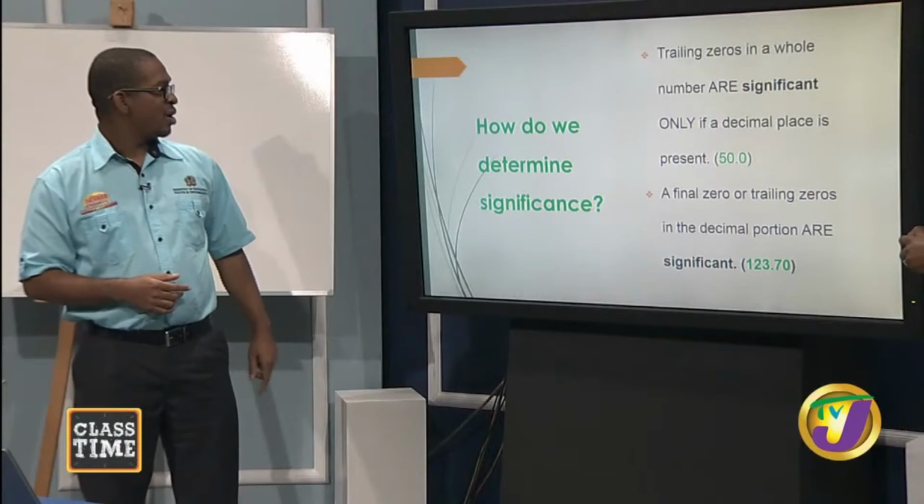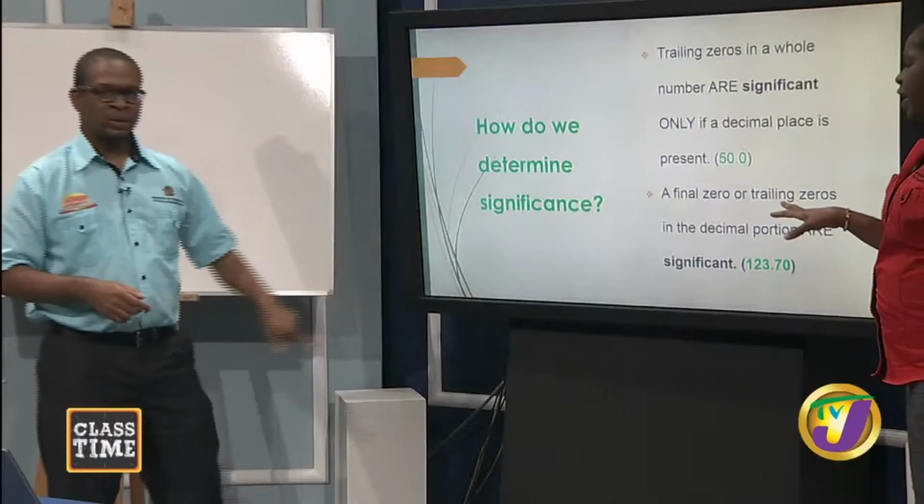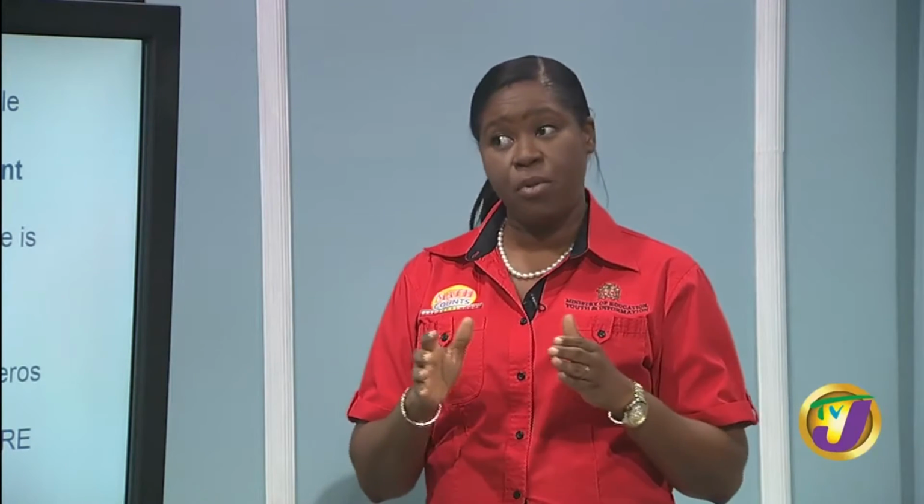Finally, a final zero or trailing zeros in the decimal portion are significant. Okay. And it links to what we were just discussing earlier. Yes. Because in this case, obviously, this number is expressed to the nearest hundredth, or two decimal places. As you mentioned before, Tyrone, in terms of zero playing an important role in maintaining the value of the number.